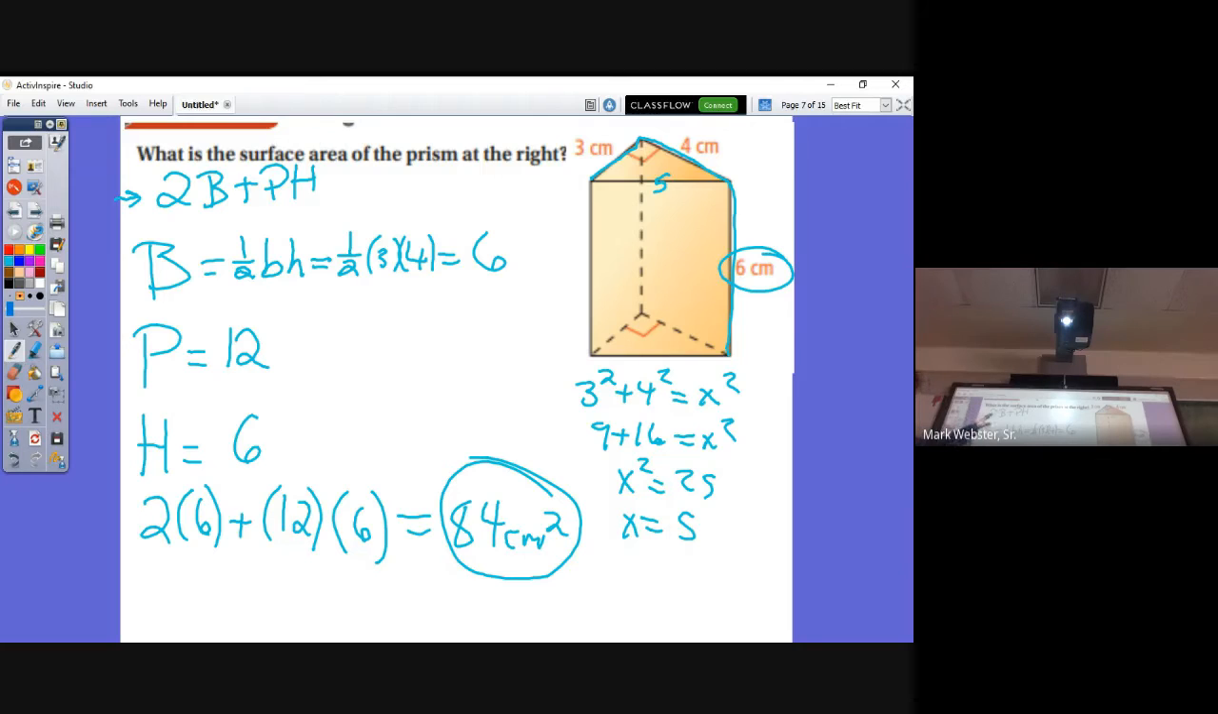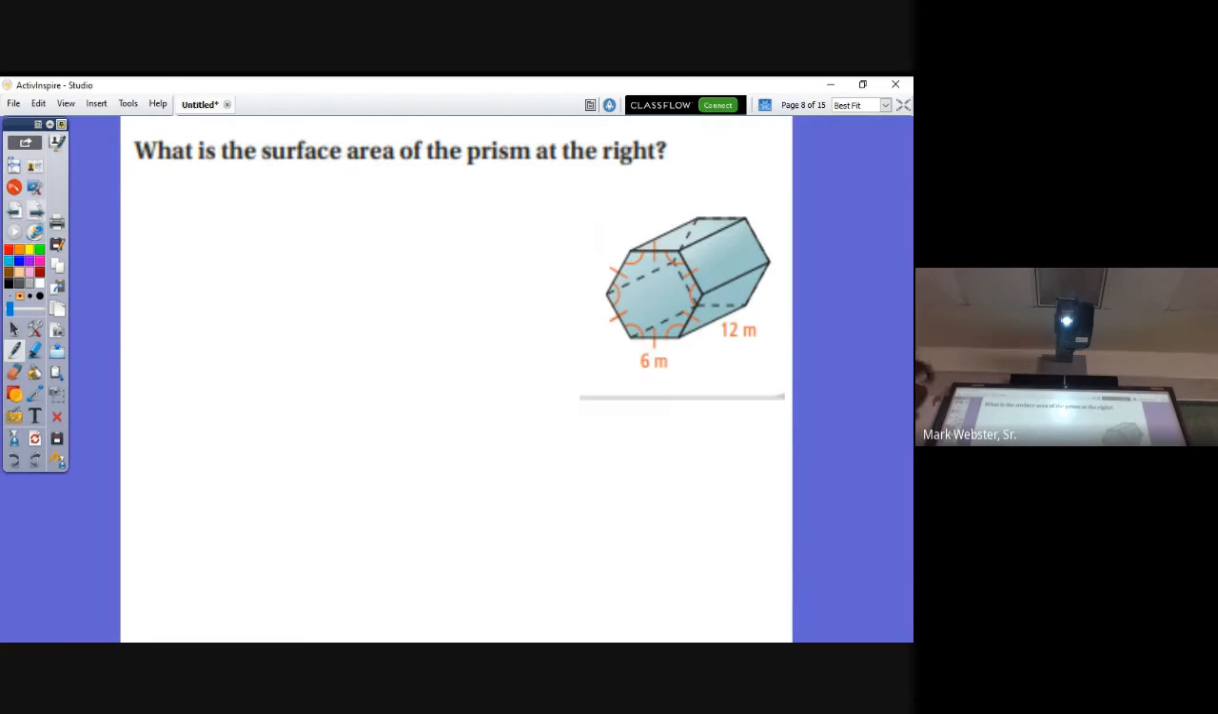And so having something that allows me to stay organized makes a huge difference for me. So here's your turn. You're going to find the surface area of this guy. All right, folks, let's go over this.